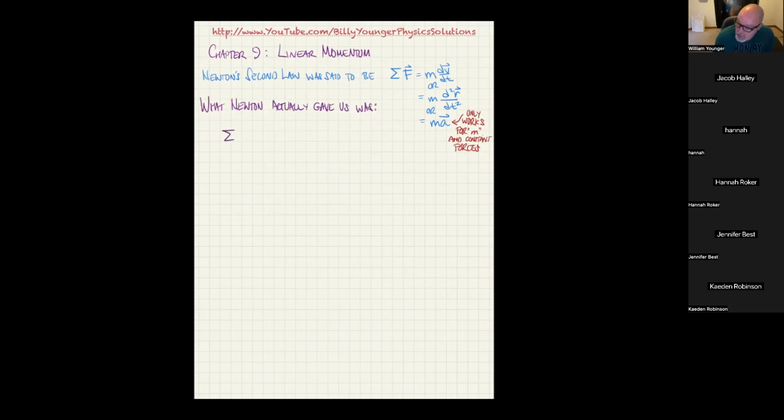The summation of the forces is equal to the instantaneous rate of change of m times v, which, by the way, is defined to be dp dt, where p is defined to be mass times velocity, a vector called linear momentum.